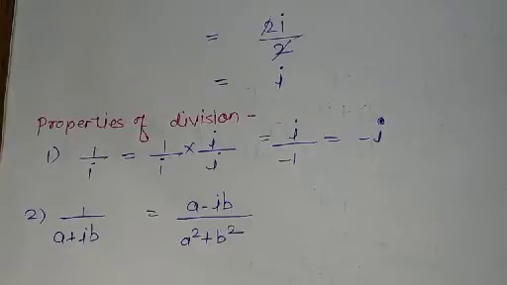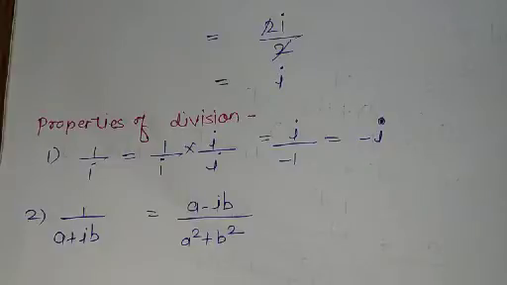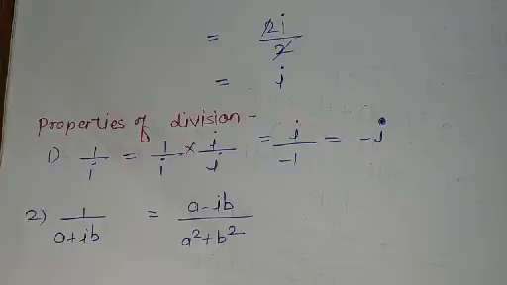Now consider the properties of division. The first property is 1 upon iota is equal to 1 upon iota into iota upon iota, which is nothing but iota upon minus 1, which is equal to minus iota. So 1 upon iota means the reciprocal of iota, that will be minus iota. The second property is 1 upon any complex number, that is 1 upon a plus ib, gives the result a minus ib upon a square plus b square.